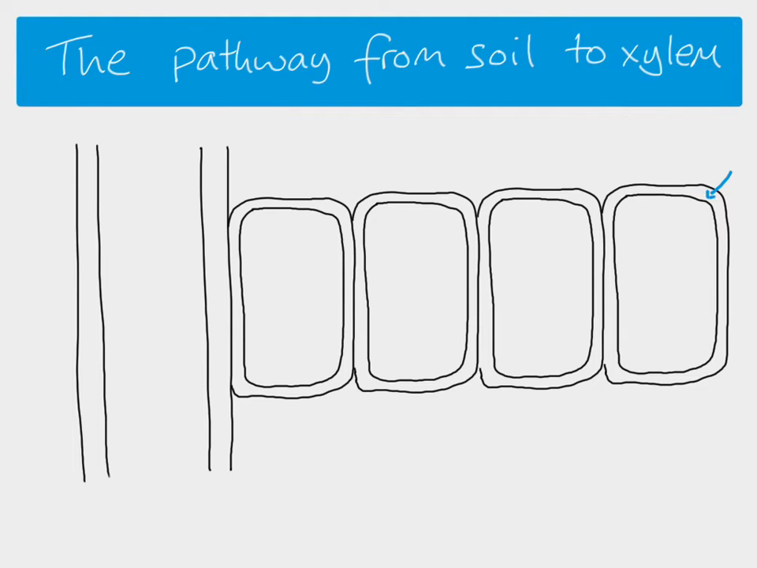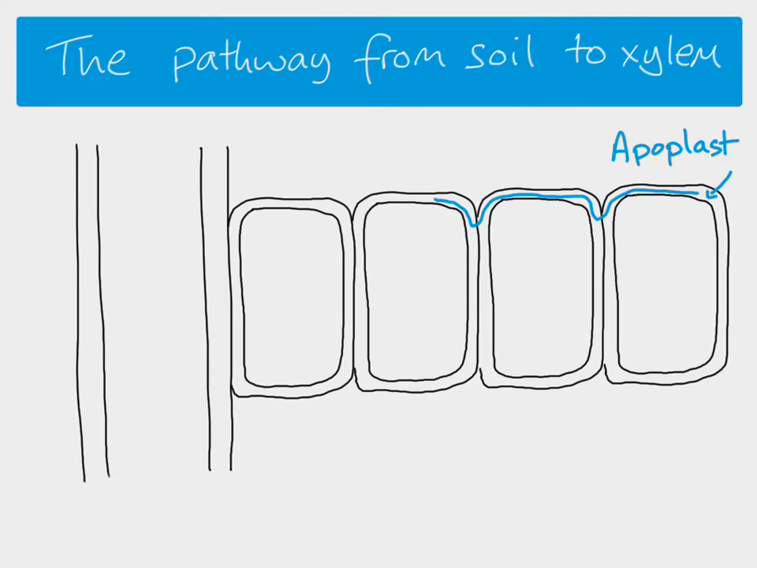So water is going to come in here, and one option is that the water moves along the cell walls, and that's called the apoplast pathway. So the water moves in, and whatever happens, the water is going to move in by osmosis.